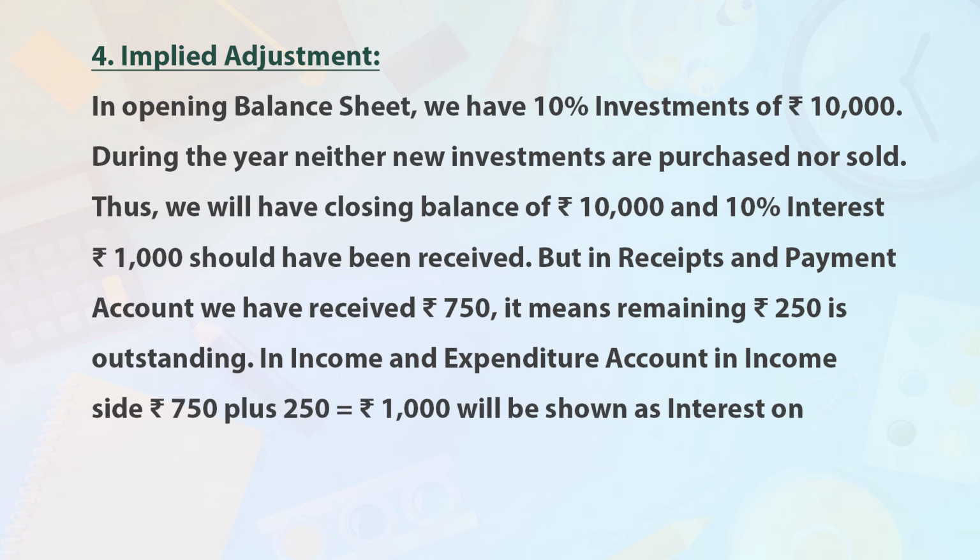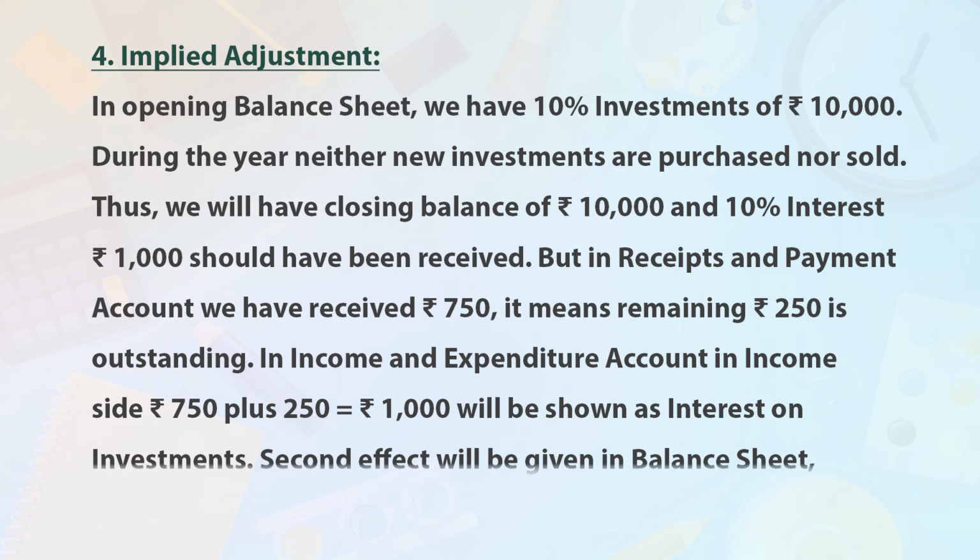In income and expenditure account, in income side, rupees 750 plus rupees 250 will come to rupees 1,000. It will be shown as an asset on investment side. Second effect will be given in balance sheet asset side. With this explanation, let us solve the solution.